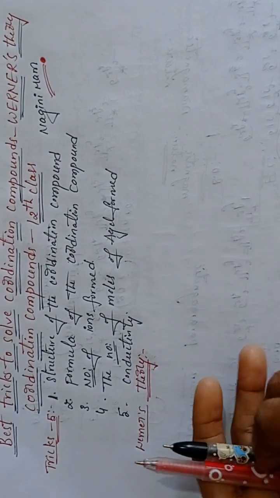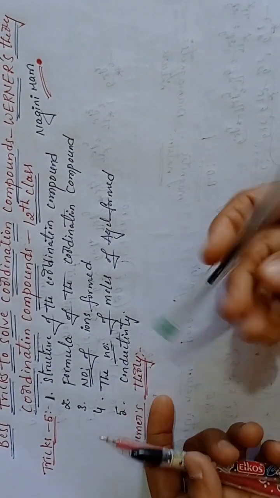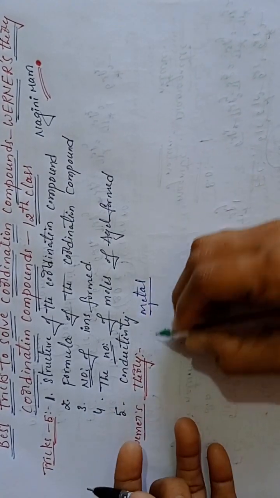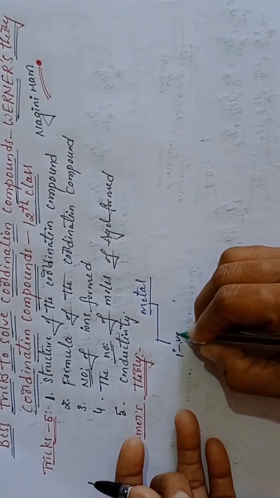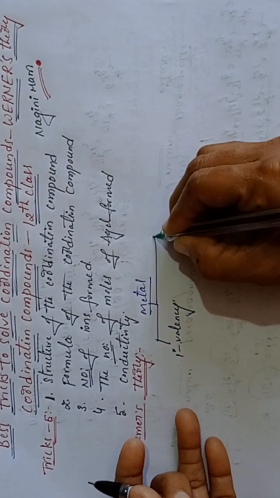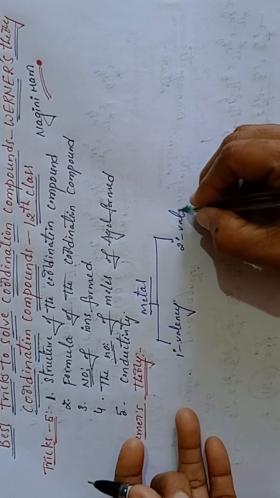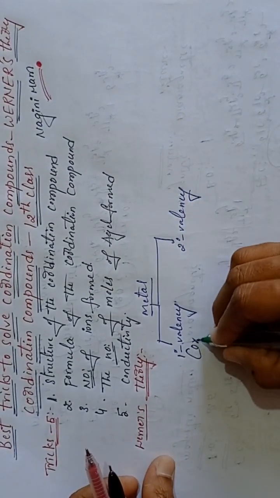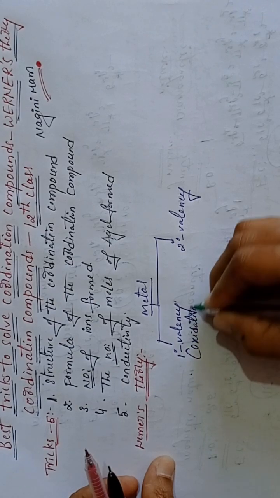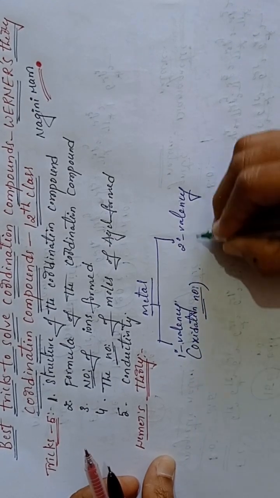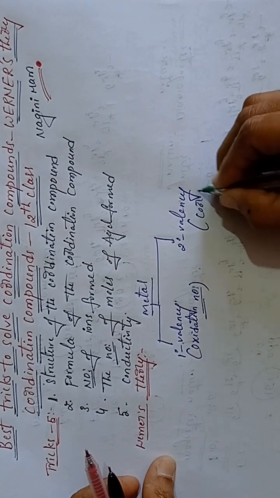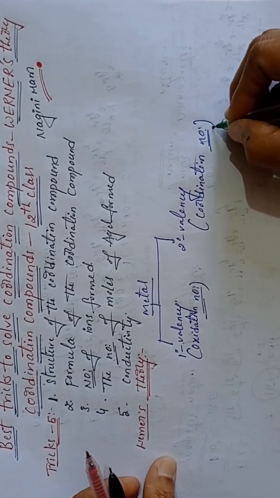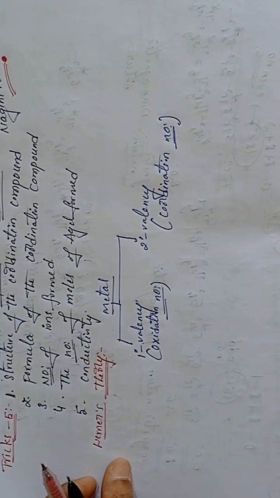One is primary, the other is secondary valency, correct? So first of all, I am taking the metal. Metal is exhibiting two types of valencies. One is primary valency. Second one is secondary valency. Clear? So primary valency indicates the oxidation number, students. Next, secondary valency indicates the coordination number, students.